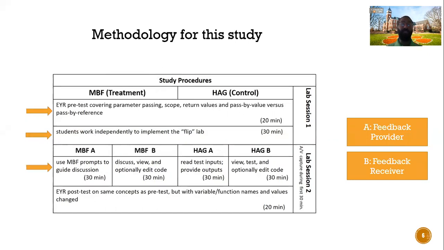The MBF group has discussions about potential misconceptions through the use of these structured prompts, whereas the HAG groups just get the confirmation feedback. So the partner A feedback provider would just say, is your code giving the correct output? And if it's not, this is what the correct output should be. Then everyone split up again individually and took an explain your reasoning post-test, where the questions align. There's a one-to-one mapping from the pretest. Conceptually, they just have different variable and function names as well as values.